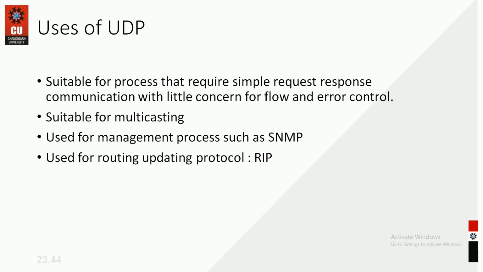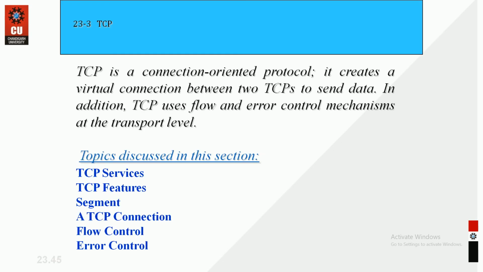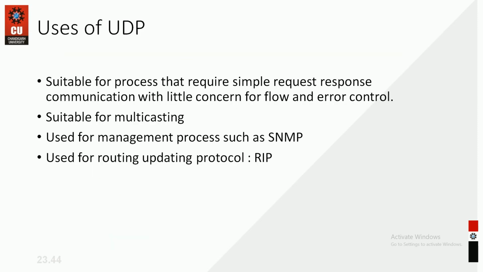It is used for management processes such as SNMP, and for routing update protocols like Routing Information Protocol. Routing updation means when a router configures itself, it will send hello packets or its neighbor information to all the others present in the network. In that case, we will use the UDP protocol.